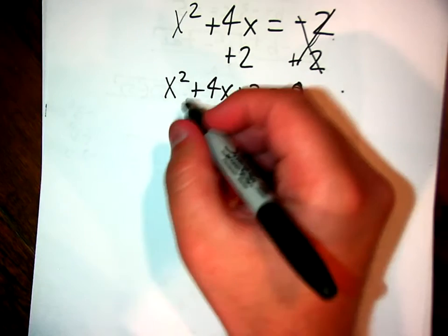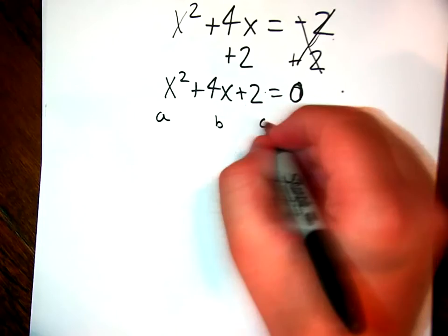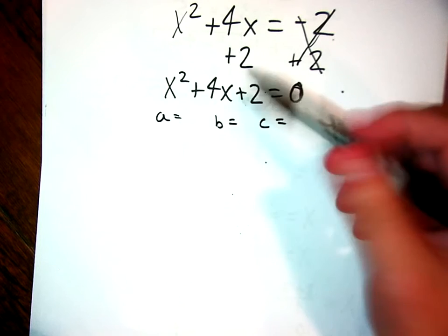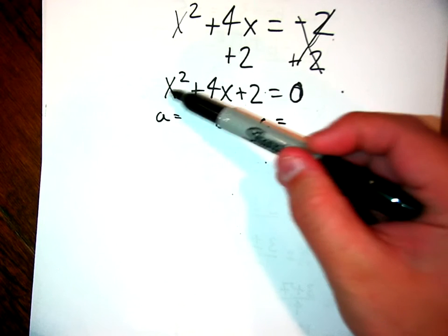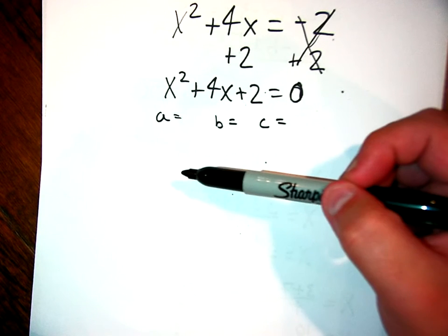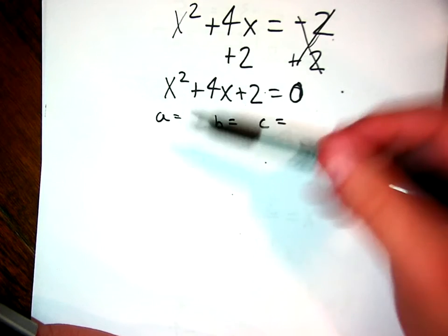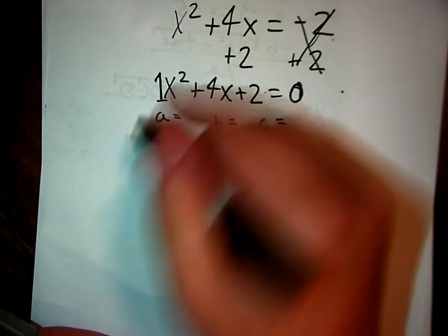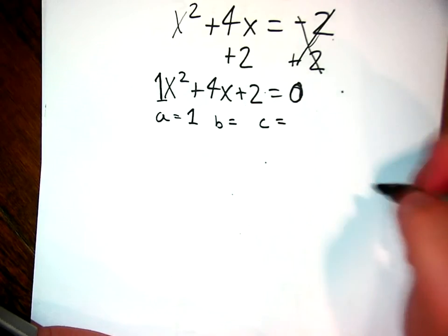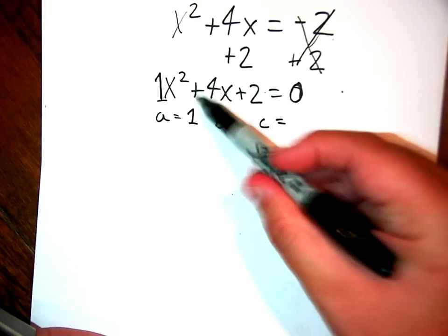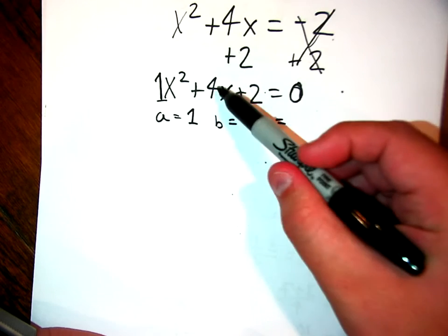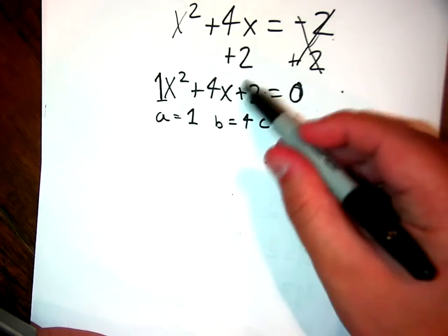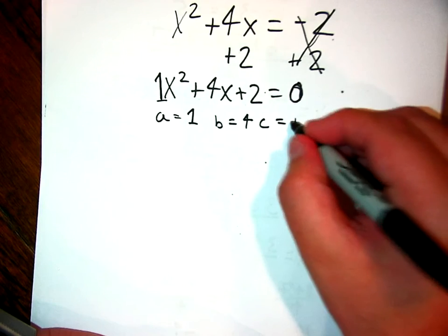So let's identify what our a, b, and c values actually are here. Our a value, again, is always going to come from the x squared term, the number that's with it. And I don't see one there, which means if I put my math glasses on, I can see an invisible 1 sitting right there, which means my a is going to be 1. B here is going to be positive 4, again, the number that's attached to my x term. And c is going to be positive 2.